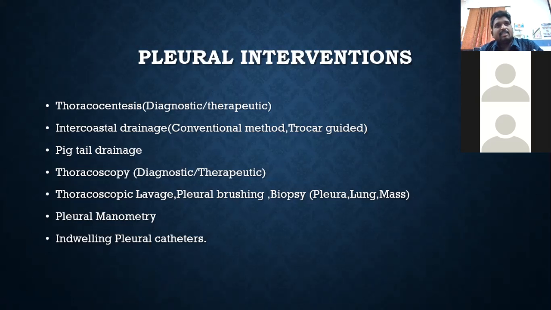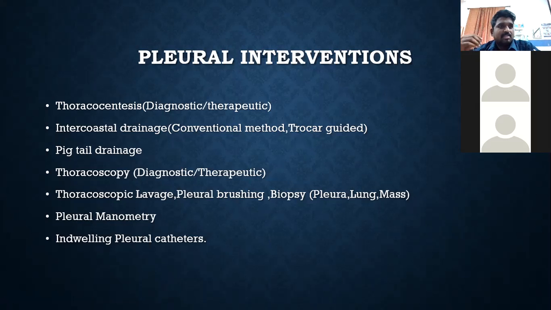So indwelling pleural catheters give you a freedom that, instead of keeping an ICD hanging over the side of the chest, the patient has to keep the ICD all along in case of chronic recurrent pleural effusion. Most commonly we put them for malignant effusions. Recurrent collection is there even after all the procedures.